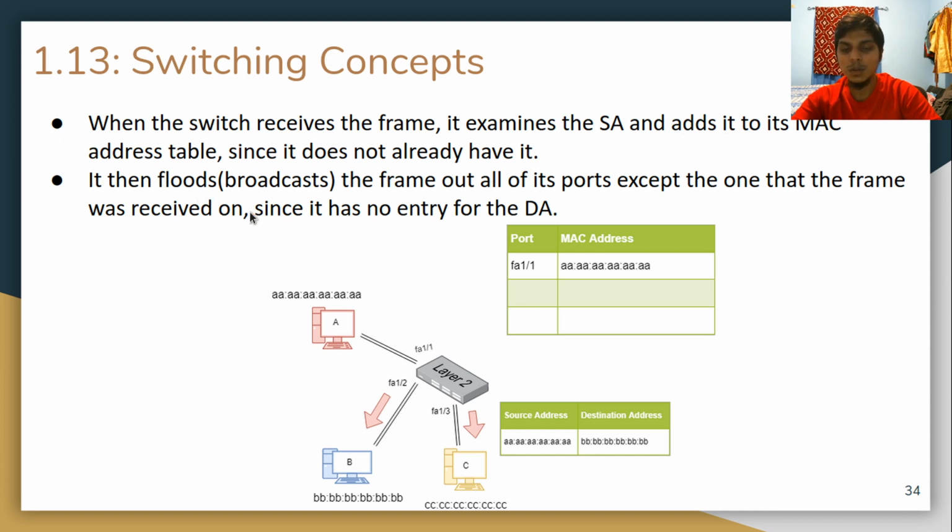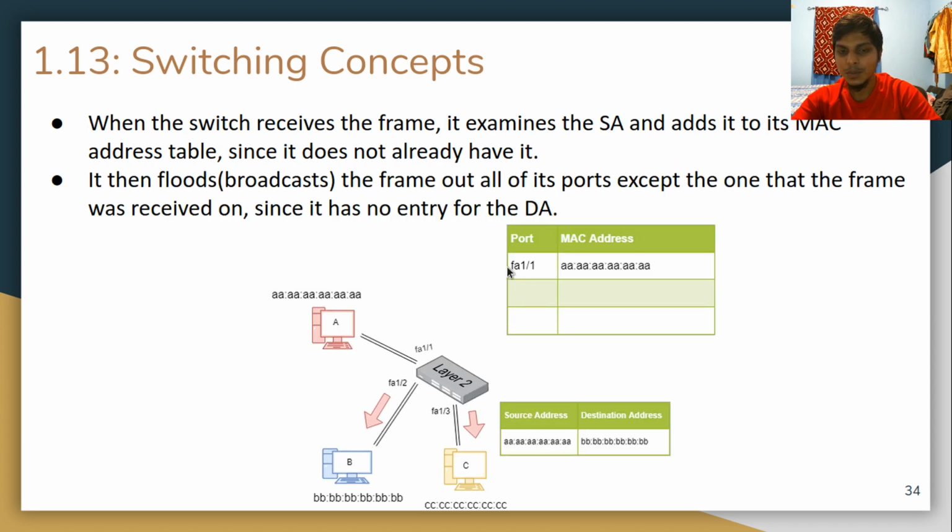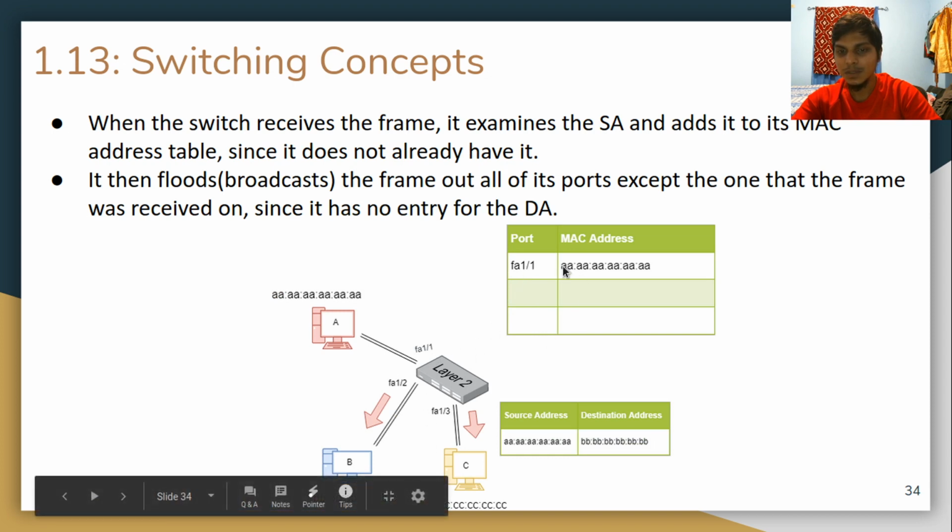It then floods or broadcasts this frame out all of its ports except the one that the frame was received on, since it has no entry for the destination address. So you see the steps there, right? The frame here with a source address of all A's came in here. The switch saw that frame coming in on this port, interface FA11, and it saw the source address was all A's.